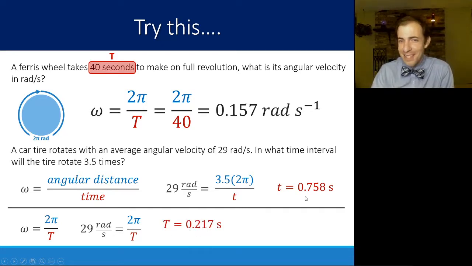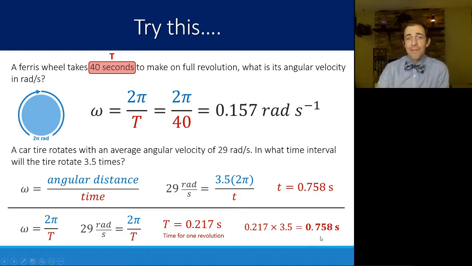If you solve for capital T, you'll get 0.217. And you notice this isn't the same time as what we just calculated, because that's the time for one revolution. And this tire is rotating 3.5 times. So I can just multiply that by 3.5 and I end up with the same 0.758 seconds. So there are a couple different ways that you can go about solving that problem, but you should be able to find the time interval for a tire to rotate if you're given how fast it's rotating in radians per second.